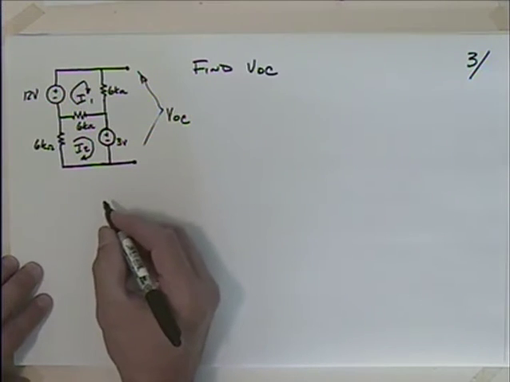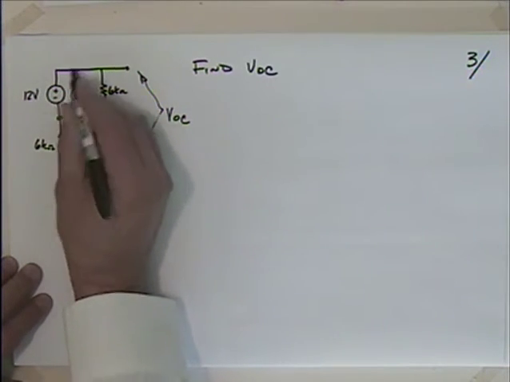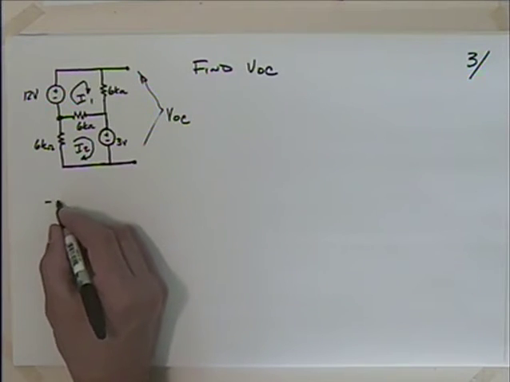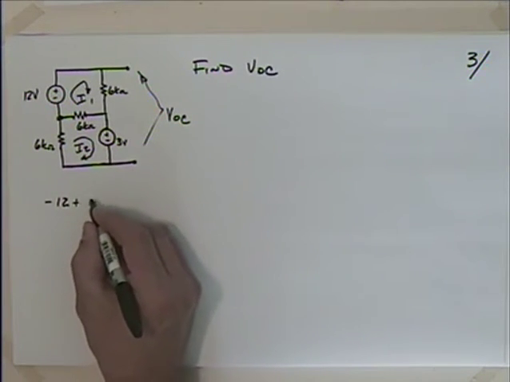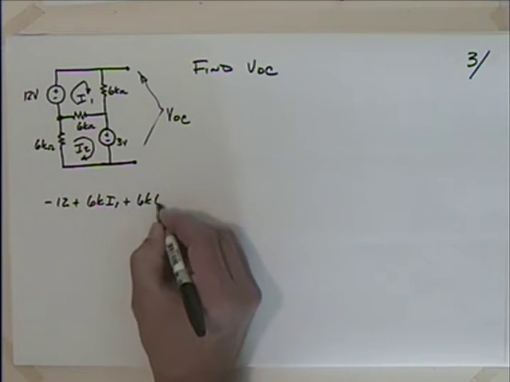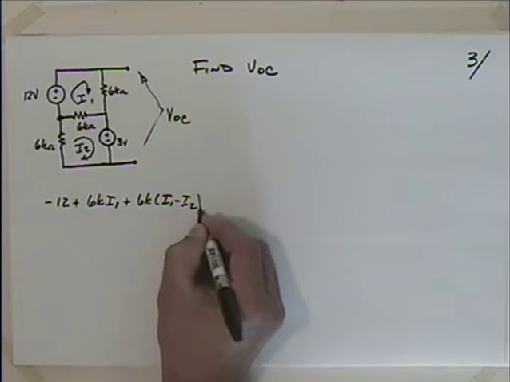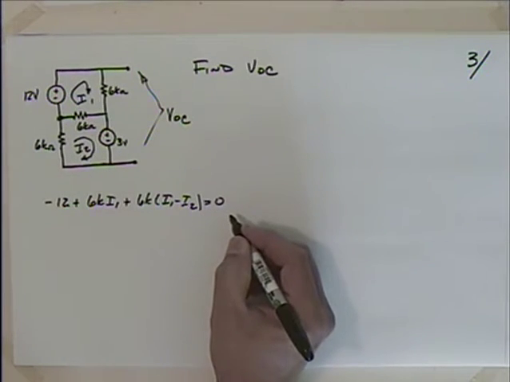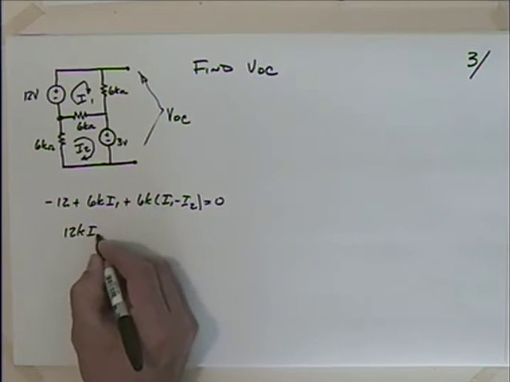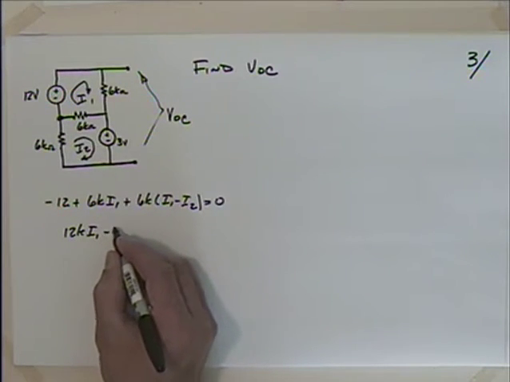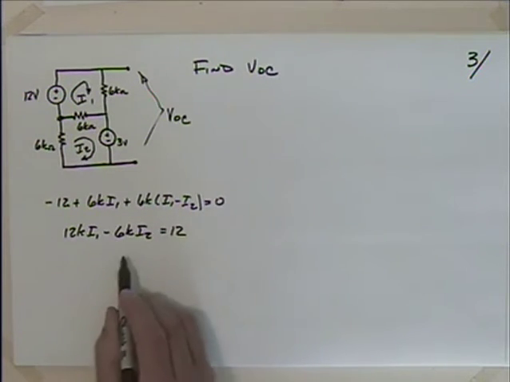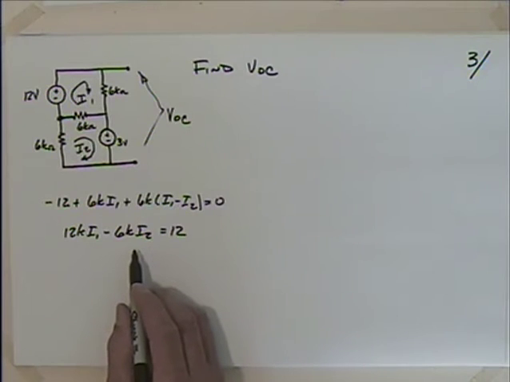So I could start my equations with what? If I start right there and go around there, I have a gain of 12. So I have minus 12 plus 6k I1 plus 6k (I1 minus I2) is equal to 0, right? Which gives me what? 12k I1 minus 6k I2 is equal to 12. Nice equation, but two unknowns, so I've got to go find another one.